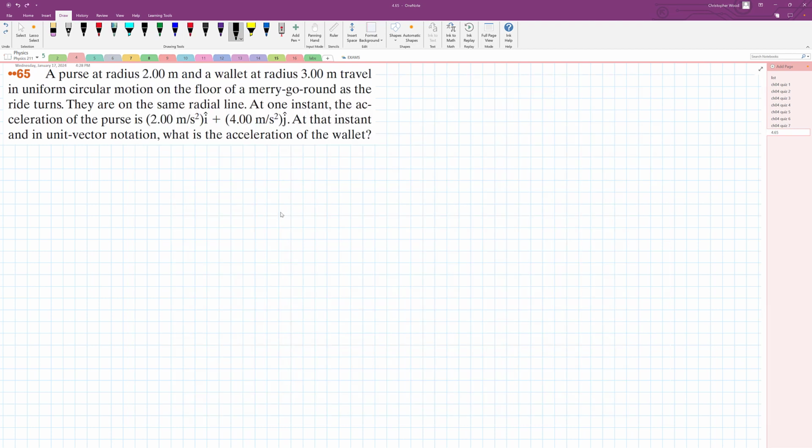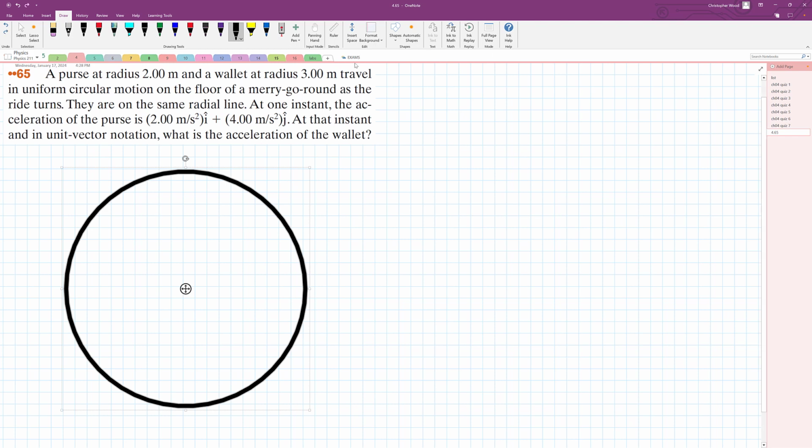I'm going to redraw this merry-go-round from a top-down view. That's my merry-go-round. Here's my radius line. Here's my purse, and here is my wallet. The problem says at one instant the acceleration of the purse is 2 meters per second squared i hat, so let me draw that. This is 2 meters per second squared in the i hat direction. And the purse also has a y acceleration of 4 meters per second squared j hat. That looks like this.